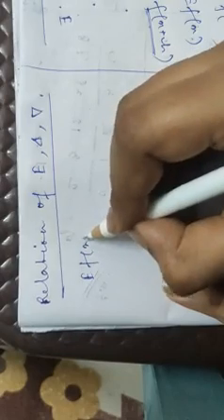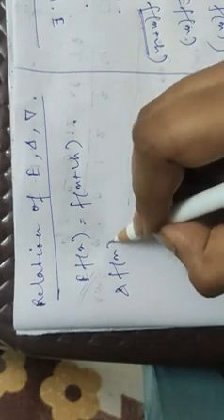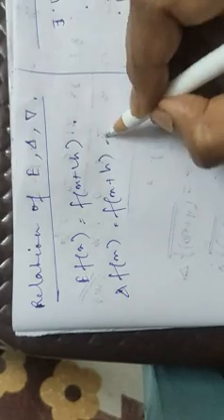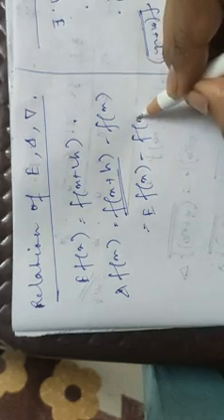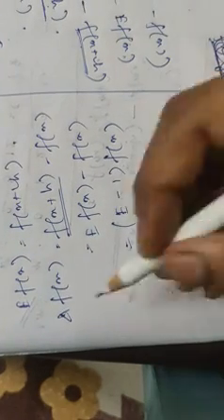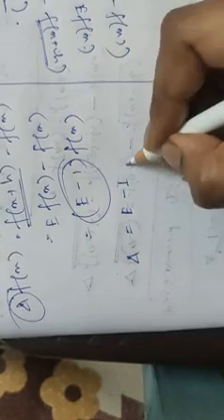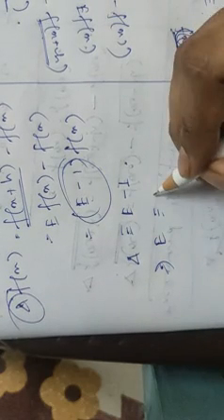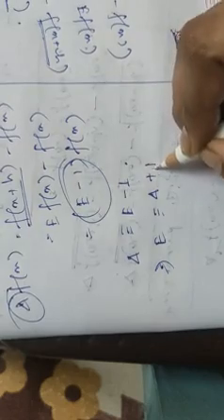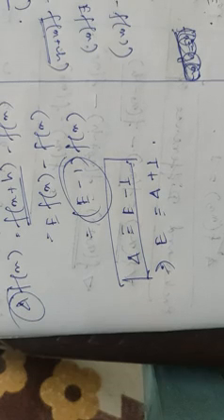Now E of f(x) means f(x plus h), right? And delta of f(x) becomes f(x plus h) minus f(x). So here it means E of f(x) minus f(x), taking f(x) common, so (E minus 1) f(x). That means we can write delta is equivalent to E minus 1, or E is equivalent to delta plus 1. This is the required relation between E and delta.